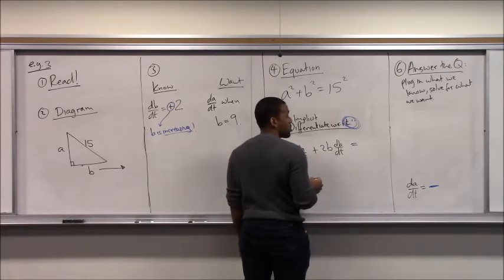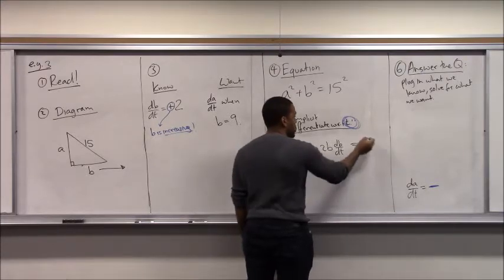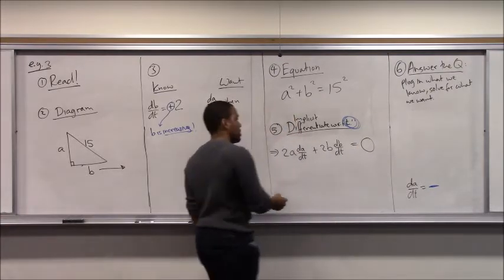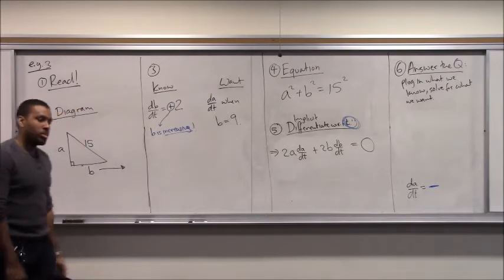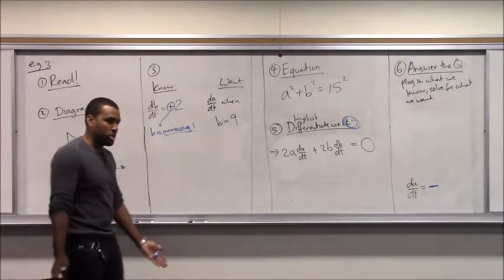What's the derivative of 15 squared? Or 0. It's a constant. It's 0. It's a constant. Derivative of a constant is 0 all the time. It's always been that way.